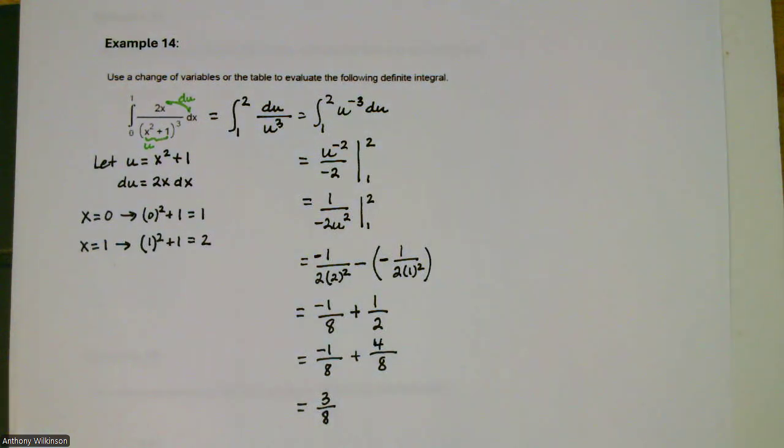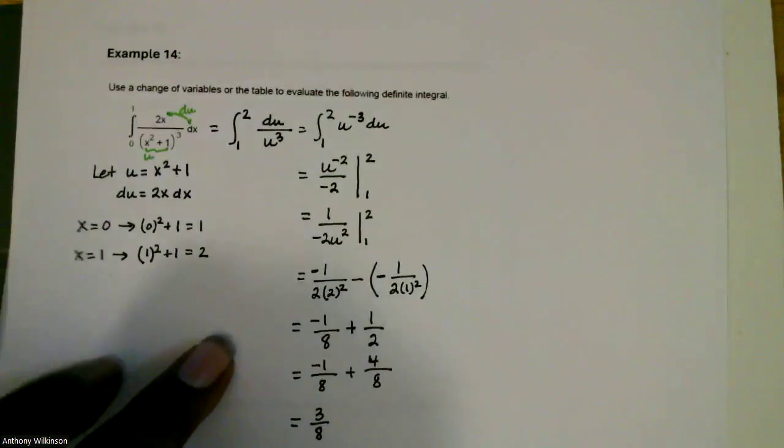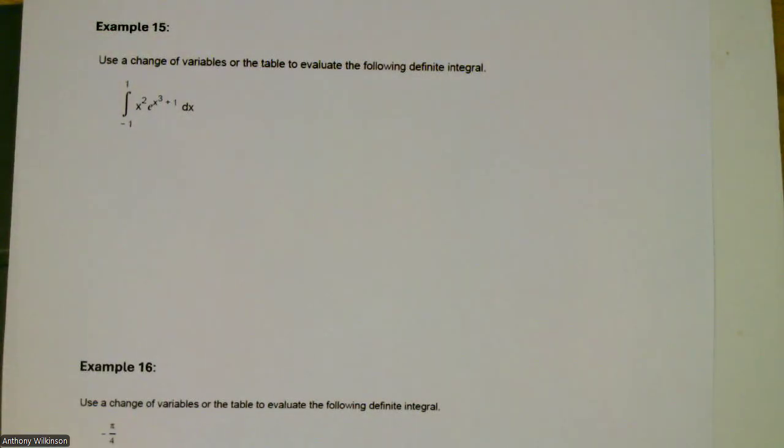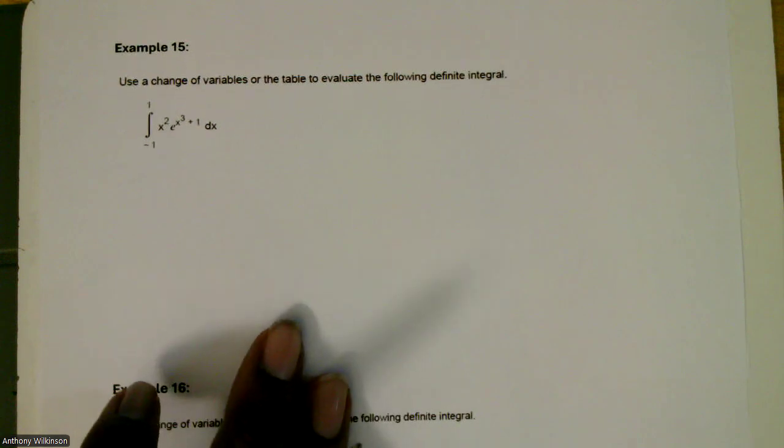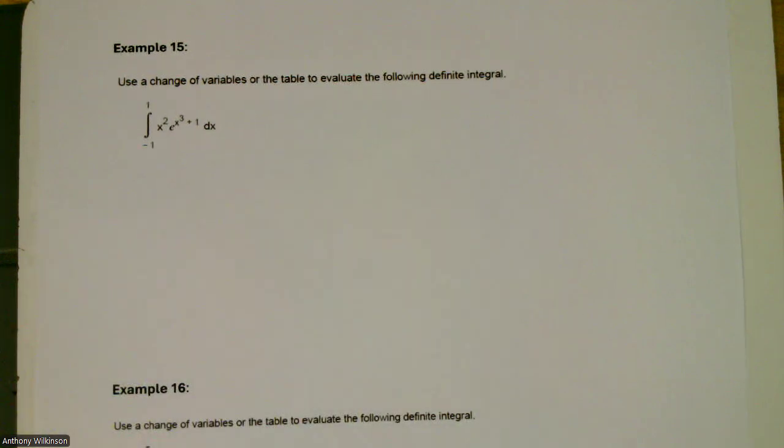Okay. So sometimes you can see that it's a lot easier to change your limits of integration and then go directly substituting your values for u into that function. Okay. Let's look at problem example 15. Let's say I want to use a change of variables or the table, and I'm going to use the u substitution to evaluate the integral from negative 1 to 1 of x squared times e raised to the x cubed plus 1.